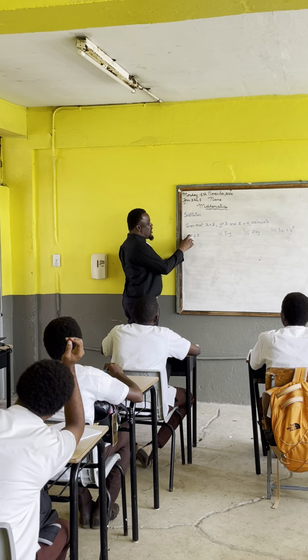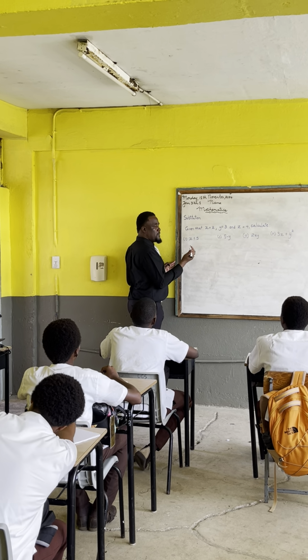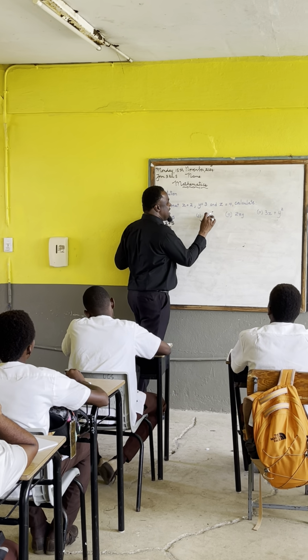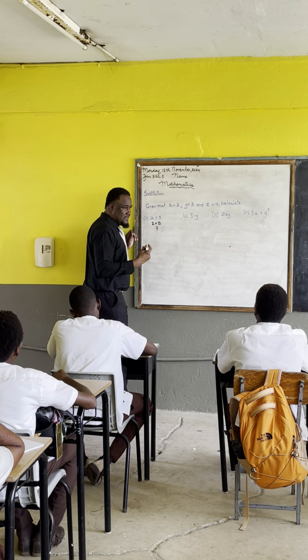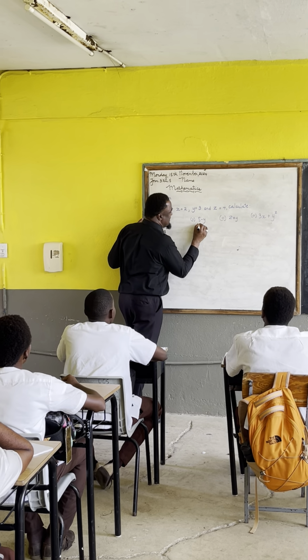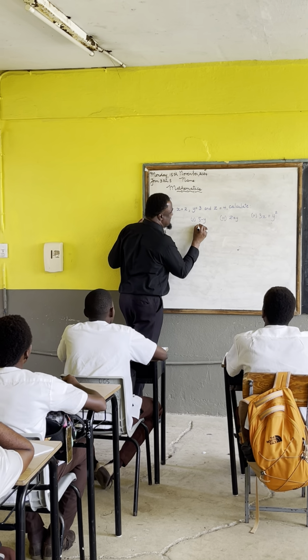So in place of x, what am I going to put there? What value? 2. So now it becomes 2 plus 5, and the answer would be 7. Right? Let's look at this one here. 8 minus y. What is the value of y in this situation? 3. So then we say 8 minus, we're substituting 3. 8 minus 3 is 5. Very good.